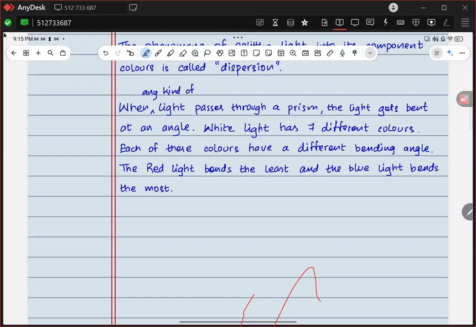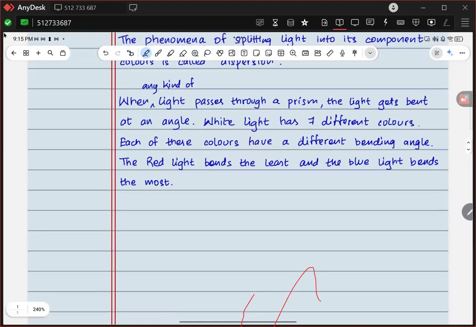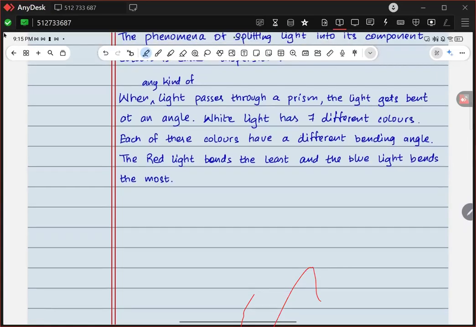So this is the reason the rays of each color emerge along different paths, and become distinct.